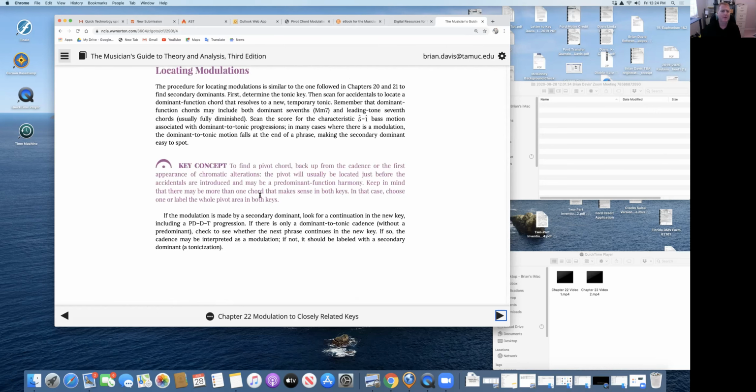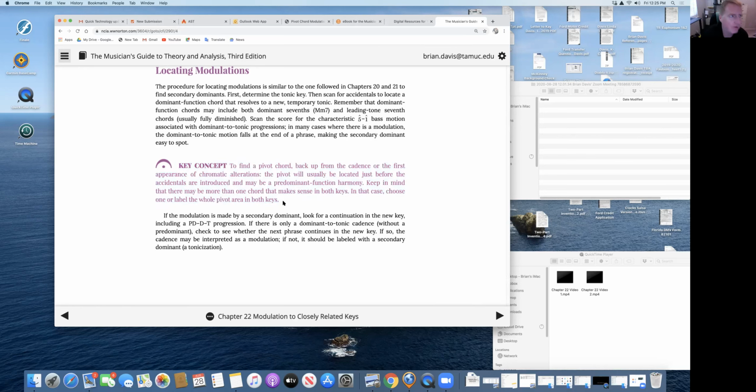Okay. When you're trying to locate modulations, key concept: find a pivot chord, back up from the cadence. So you look at the accidentals, then back up from the cadence or the first appearance of the chromatic, and the pivot will usually be located just before the accidentals. It may be predominant function harmony, just like it says there. Keep in mind that there may be more than one chord that makes sense in both keys. Okay. In that case, choose one or label the whole pivot area in both keys if you feel like it.